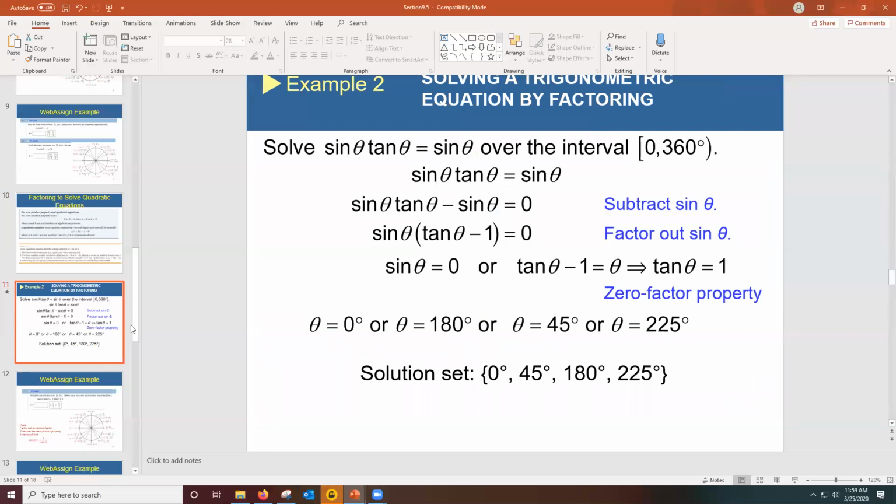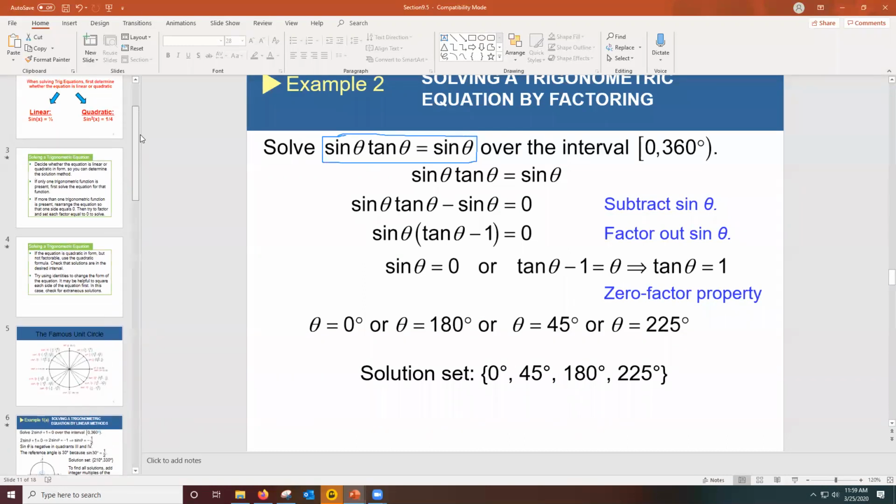All right, here's the equation they're giving us in this example. It says sine theta tan theta equals sine theta. This is a little bit of a tricky equation to solve. Let me jump back to the instructions, because maybe we can figure out how to get started.